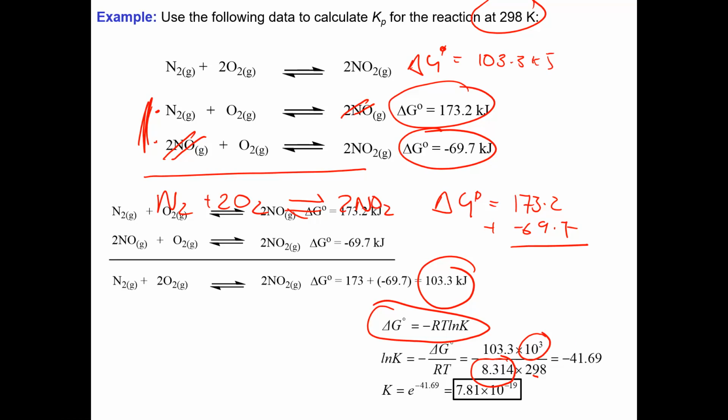So we put all of that together and log K equals negative 41.69. To undo the log, we have to take e to that value. And here is our K value, 7.81 × 10^-19. So a very small K value, which indicates that this is not a very favorable reaction, which is consistent with our positive delta G. Positive means that it favors the left-hand side, not the right-hand side. So that all kind of makes sense.